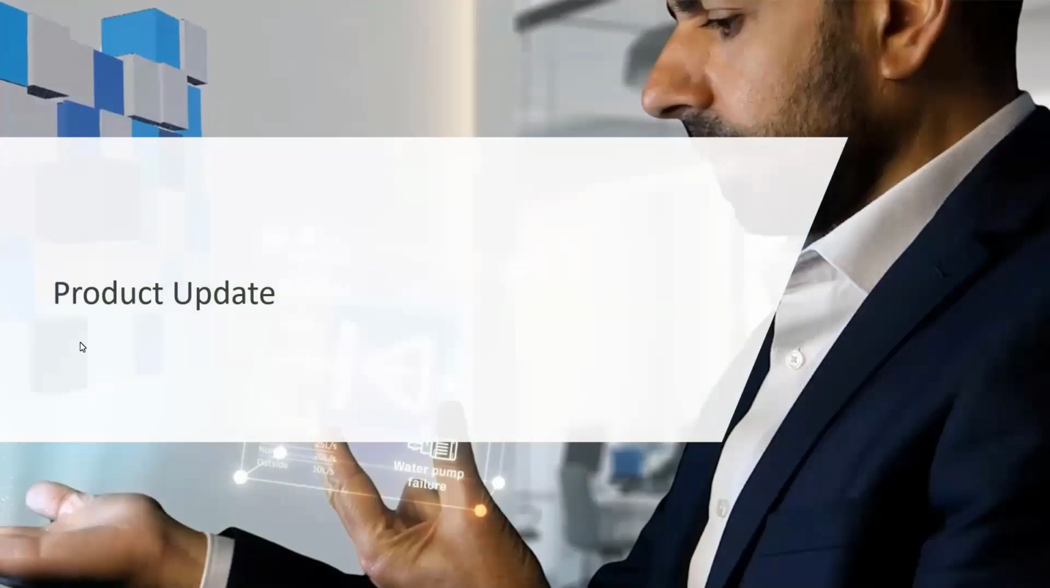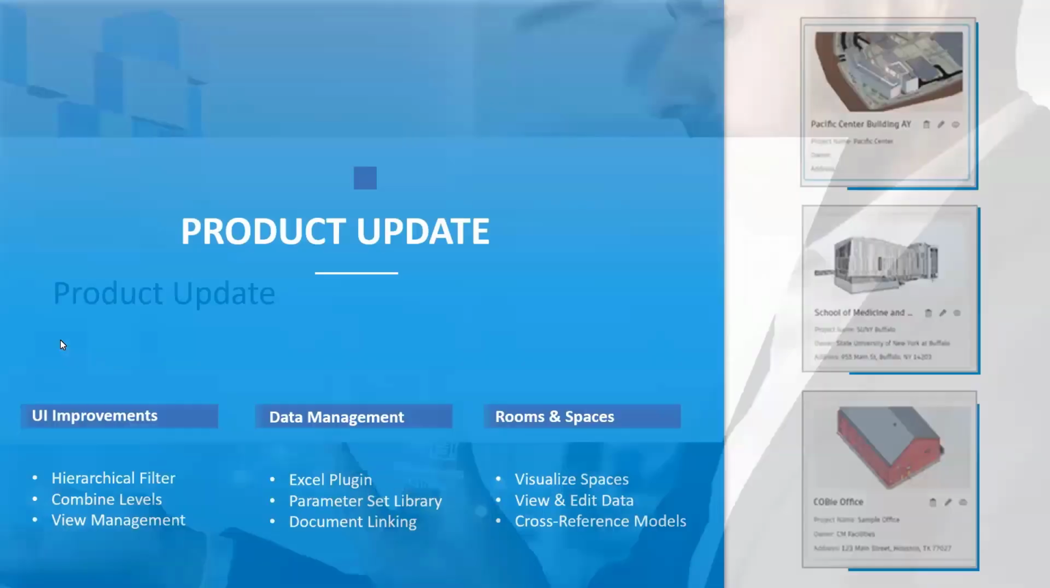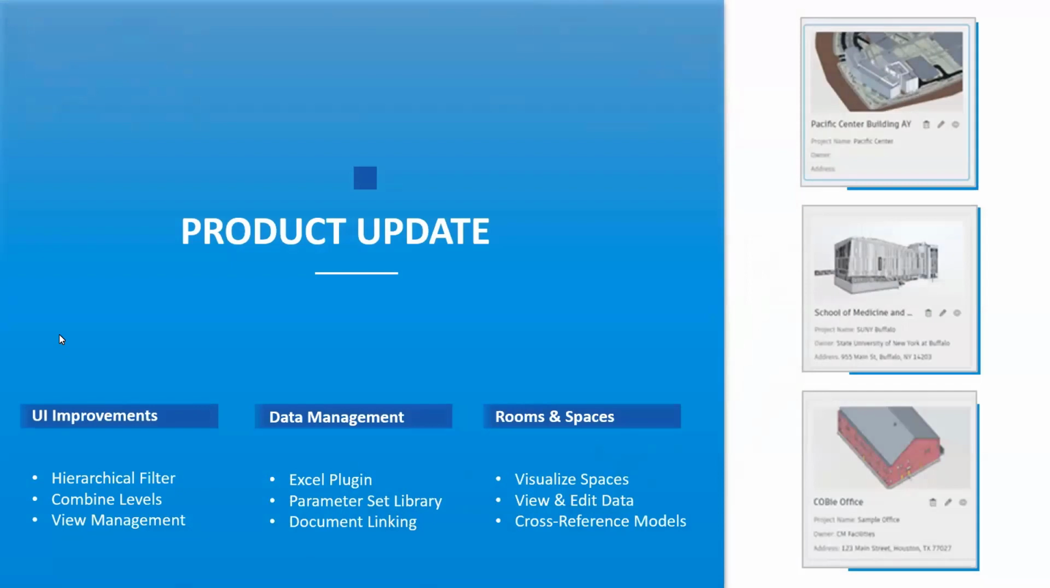Awesome. Thanks, Bob. Appreciate that update. So we'll dive into some work that's happening within the product team right now. We've generally bucketed that into three categories: UI improvements, data management, and rooms and spaces. Each of these we've talked about quite a bit in the past, but this is ongoing work and obviously ever changing, so we wanted to give the most current update, and we'll start with UI improvements.